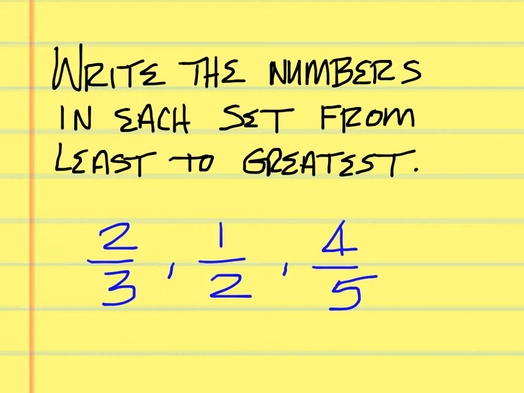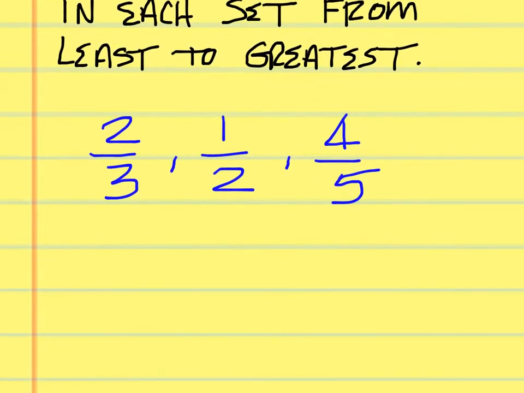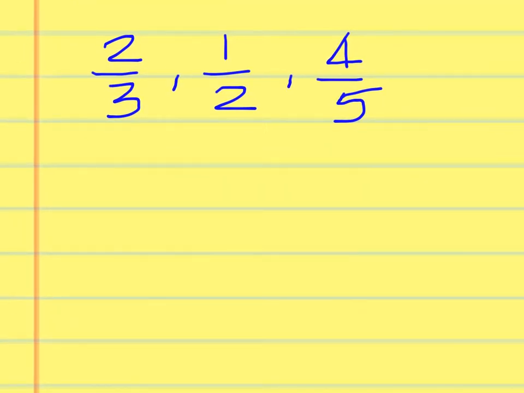Write the numbers in each set from least to greatest. Okay. First of all, if you see anything in here that's negative, if you have 3 fractions and one of them is negative, you already know what to put first. So then you only concentrate on the other 2 fractions. But in this case, they're all positive. We need a common denominator for 3, 2, and 5. What is the lowest number that 3, 2, and 5 will go into, Wallace?